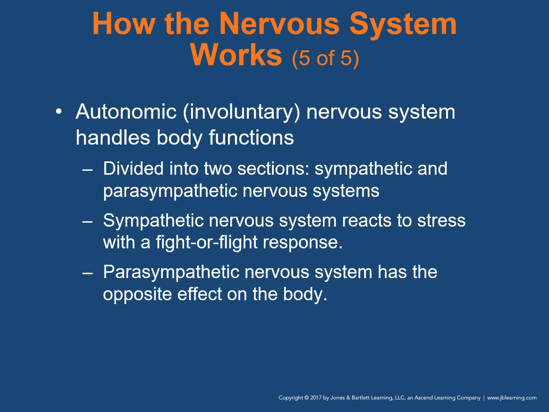The parasympathetic nervous system has the opposite effect on the body, causing blood vessels to dilate, slowing the heart rate, and relaxing the muscle sphincters. As the body attempts to maintain homeostasis, these two divisions of the autonomic nervous system tend to balance each other so that basic body functions remain stable and effective.